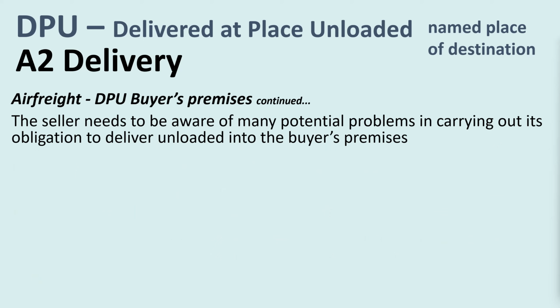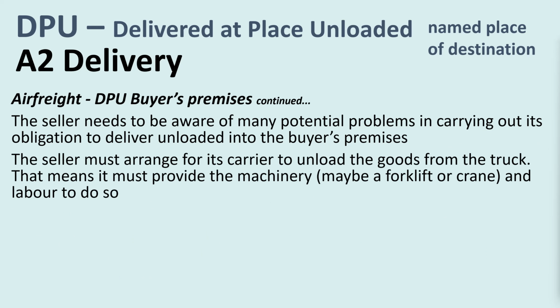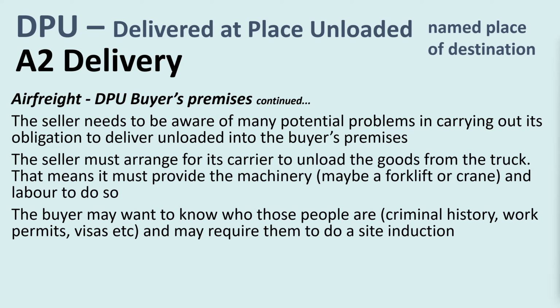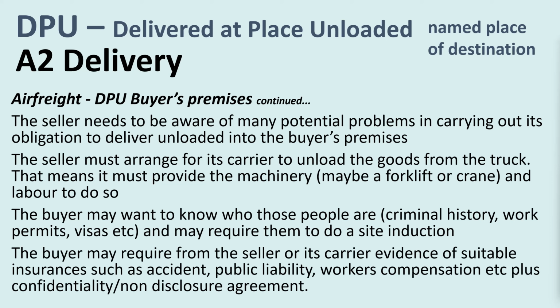The seller needs to be aware of many potential problems in carrying out its obligation to deliver unloaded into the buyer's premises. The seller must arrange for its carrier to unload the goods from the truck. That means it must provide the machinery, maybe a forklift or crane, and labour to do so. The buyer may want to know who these people are, their criminal history, their work permits, their visas, etc., and may require them to do a site induction. The buyer may require from the seller or its carrier evidence of suitable insurances such as accident, public liability, workers' compensation, etc., plus confidentiality and non-disclosure agreement.